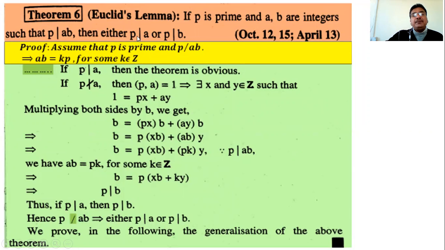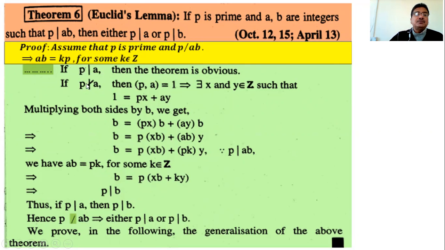So if I assume P divides A, then there is nothing to prove. Then the theorem is obvious. If I assume P divides A is true, then the statement "P divides A or P divides B" is obviously true, because the two statements are joined by OR and one of them is true. Then there is nothing to prove.